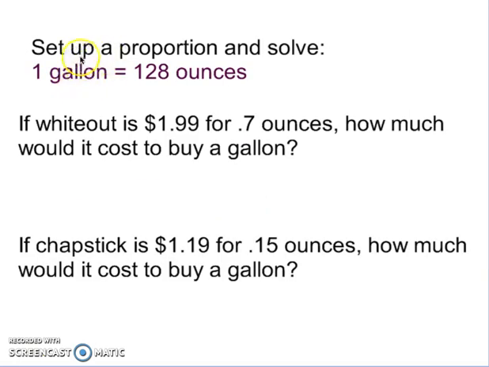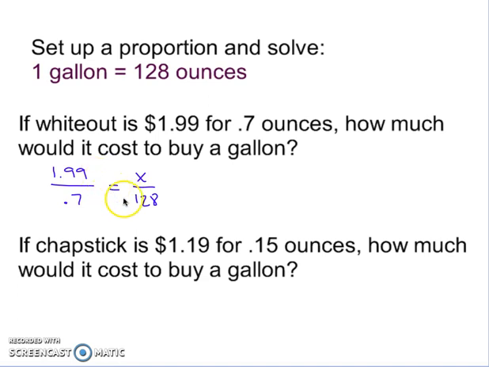For this next one, it says set up the proportion and solve if 1 gallon equals 128 ounces. If whiteout is $1.99 for 0.7 ounces, how much would it cost to buy a gallon? We need to set up our proportion again. We'd say $1.99 per 0.7 ounces equals x over 128. The 128 was our ounces per gallon.